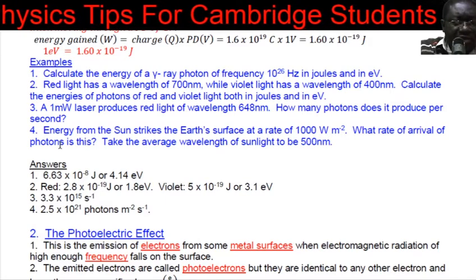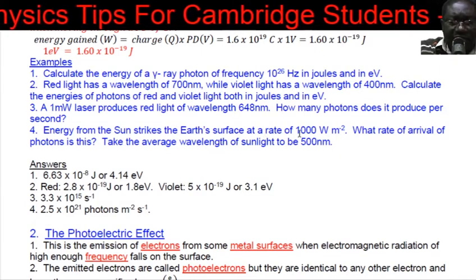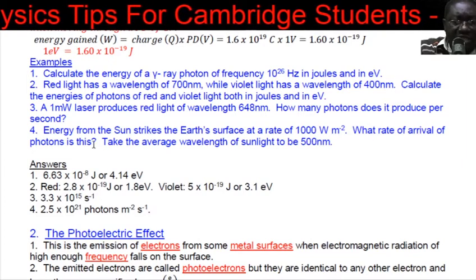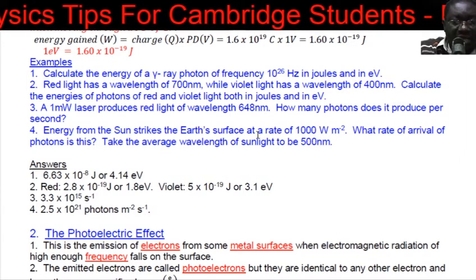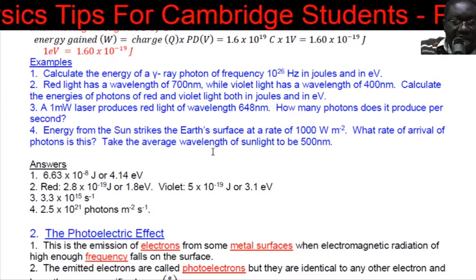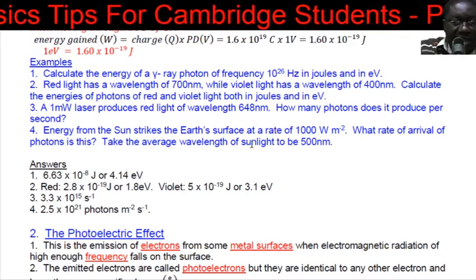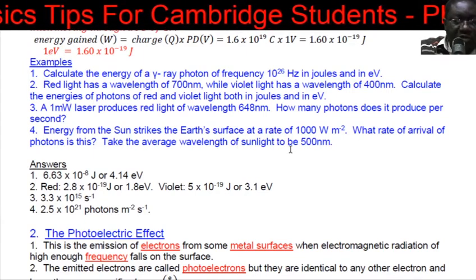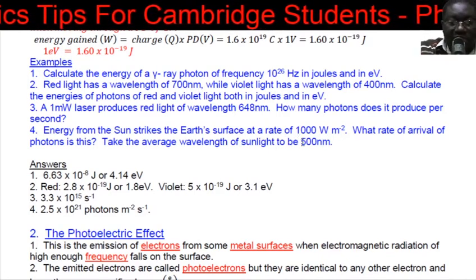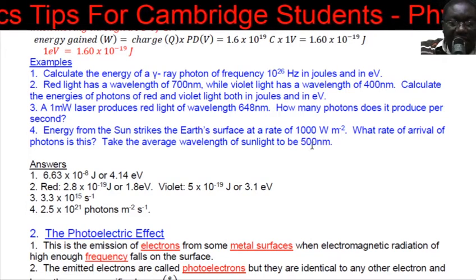And then the last question: energy from the sun strikes the Earth's surface at a rate of 1000 watts per square meter. What rate of arrival of photons is this? Again, you do the maths here. You take the average wavelength of sunlight to be 500 nanometers. So it will be hc over lambda, the energy of this photon of sunlight. So it's going to be 6.63 times 10 to the power of minus 34 times 3 times 10 to the power of 8 divided by 500 times 10 to the power of minus 9.